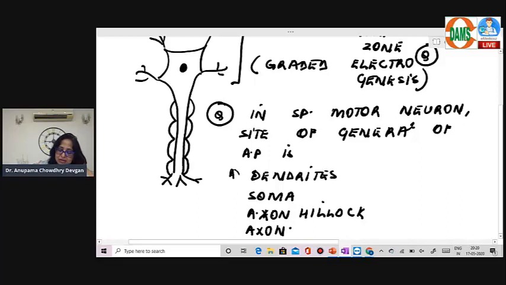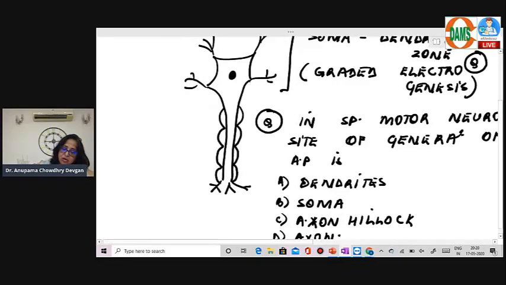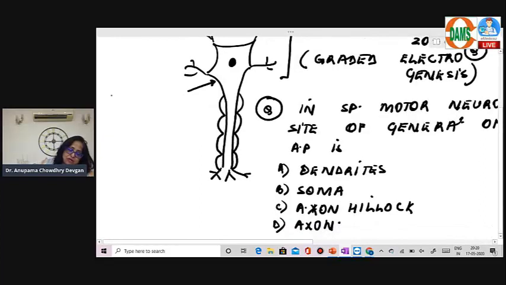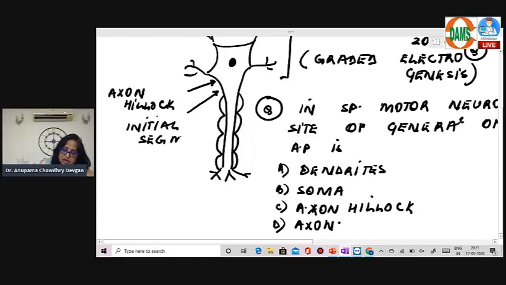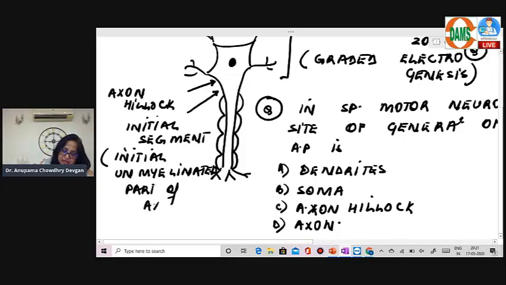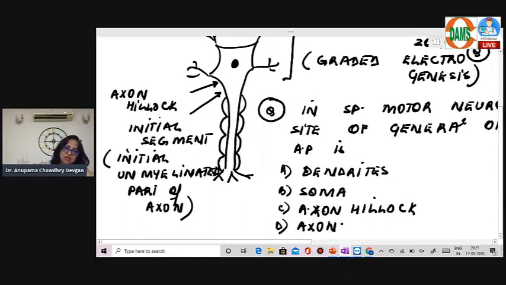Right? So let us try and see what is the axon hillock. Axon hillock is the dilated part of the cell body from where the axon arises. This is continuous with what is known as the initial segment. And what is this initial segment? The initial segment is the initial unmyelinated part of the axon. That is known as the initial segment, right? Axon hillock and initial segment. What is the important point about the axon hillock and the initial segment?